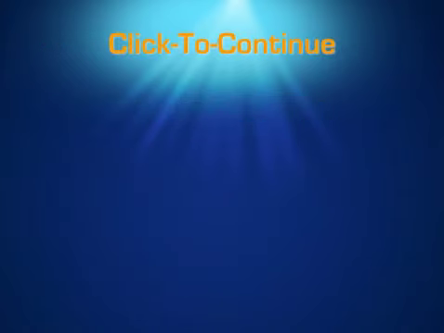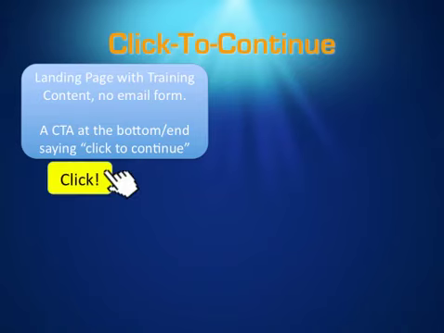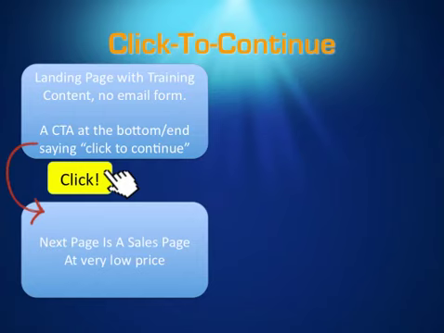So here's click to continue. So the landing page, the opt-in page, has training on it, training content, and no email form. Just maybe a little quick piece, and then a call to action, a CTA at the bottom or the end of the video saying, hey, click to continue. If you want to learn more about this subject, go here. They then click on that button, and it takes them to a sales page.